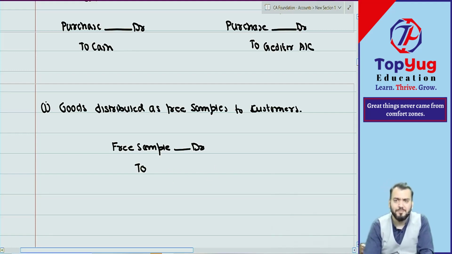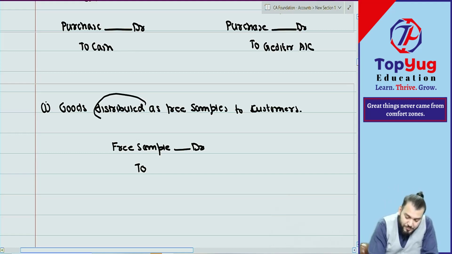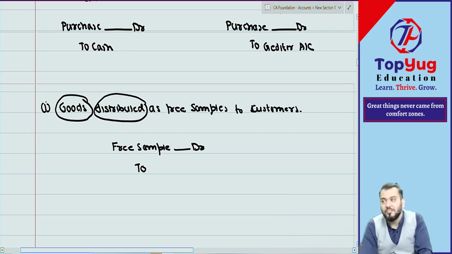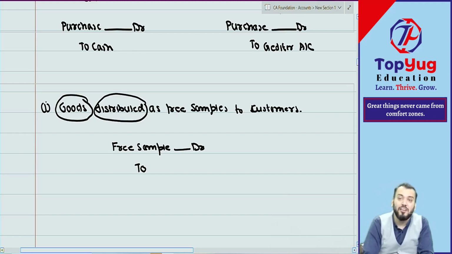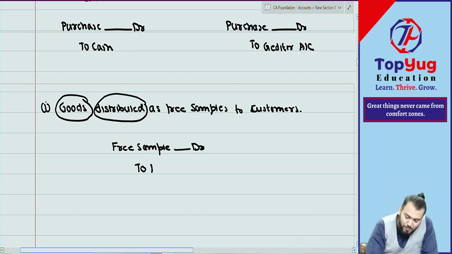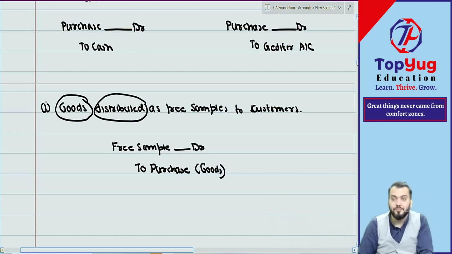Other aspect will be what? What you have distributed: goods. Is goods decreasing or not? So for goods, which account have you already opened? Purchase account. So now there will be decreasing purchase. So which account will be credited? Purchase account. To purchase account. I said purchase represents what? Goods.